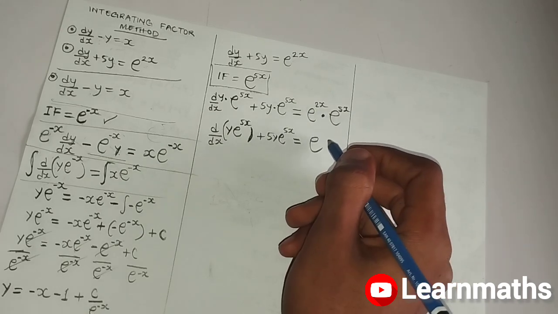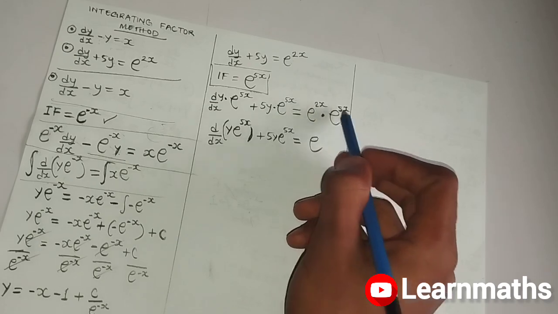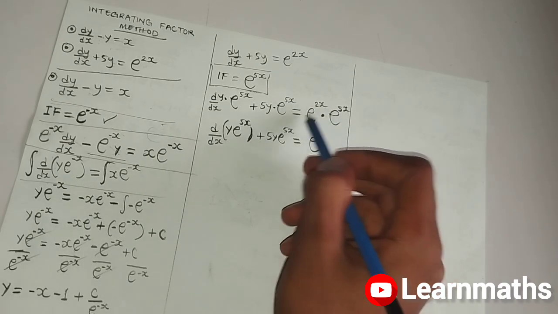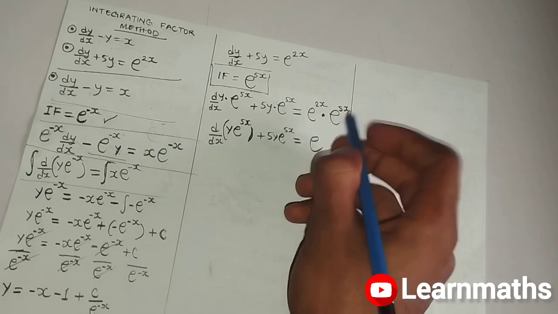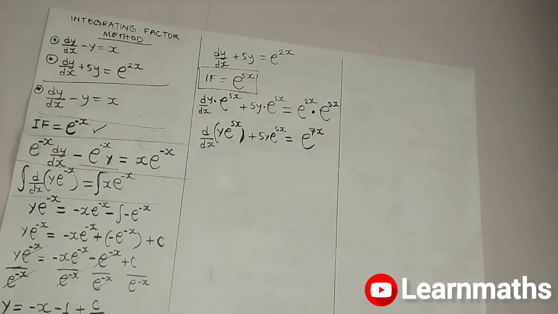Now we're going to apply a little indicial law here, indices, right? This is 2x, this is 5x, the base is the same, e, right? We just add up the power. So this is going to be 5, 6, 7, 7x, right? A total of 7x. Okay, now that we've gotten to this point, what do we do next?